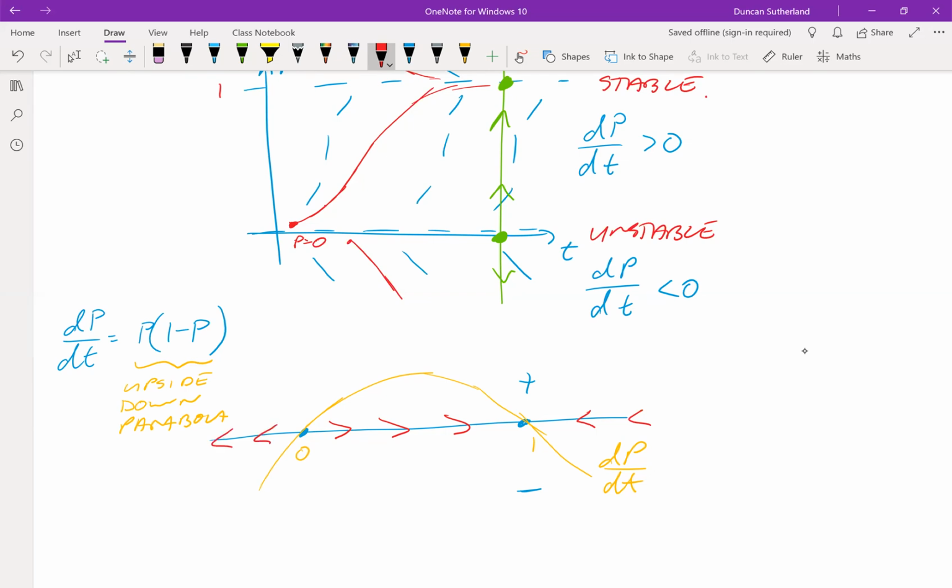And so you see quite quickly that solutions will diverge. Solution trajectories move away from this critical point and move towards this critical point. So we can classify these critical points as unstable for P equals 0 and stable for P equals 1.